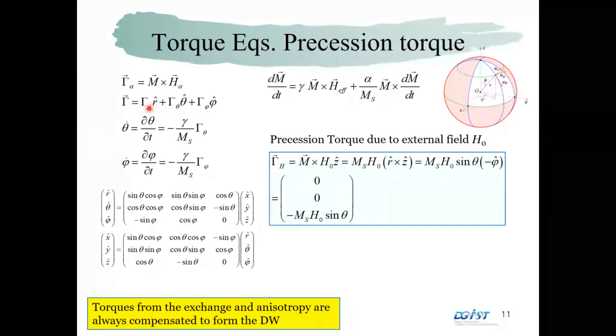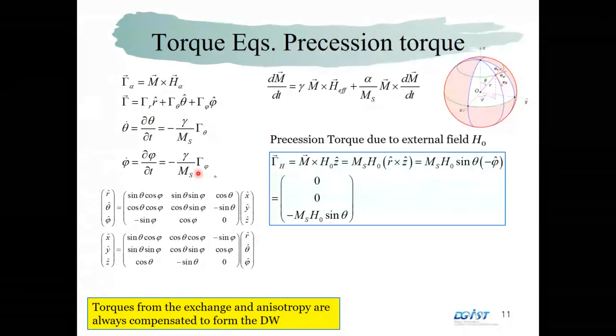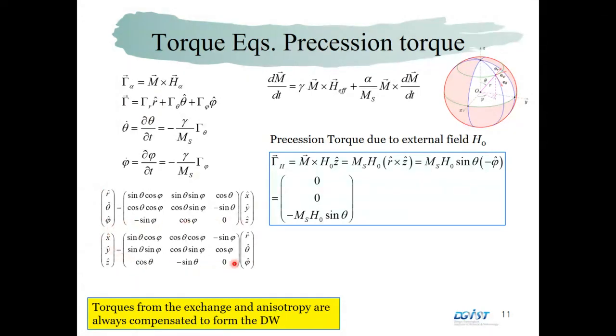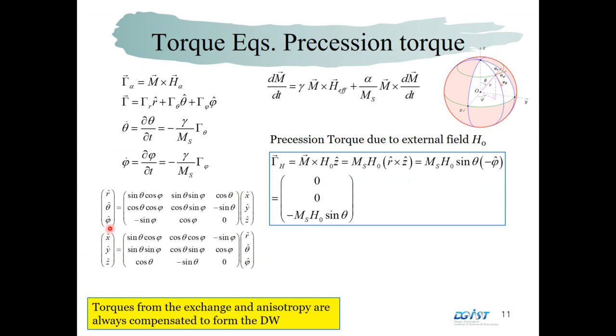And the R component of torque is not important because this torque is always parallel to the magnetization. So that means they are not acting on the motion of the magnetization. And we also need these two matrix forms. Actually, this is the transform matrix from the XYZ to the R theta phi, or from R theta phi to the XYZ.